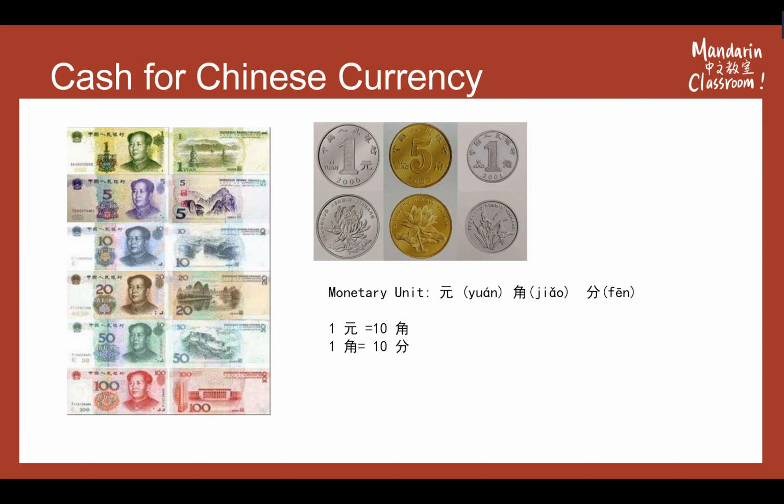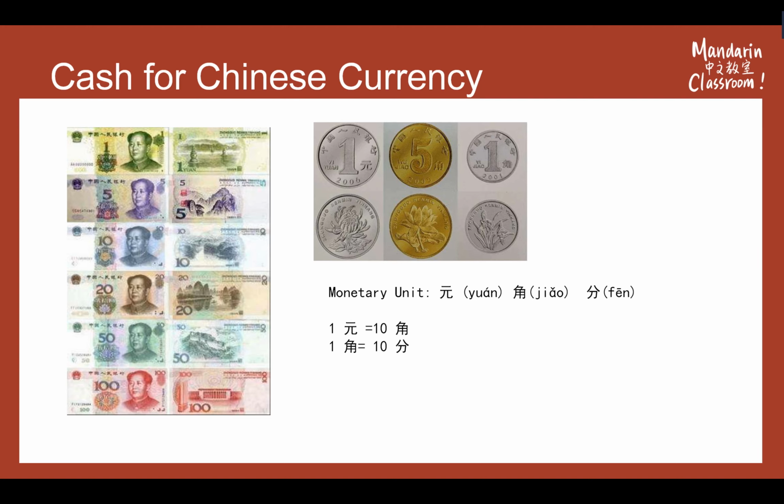And then let's move on to learn the cash for Chinese currency. So here are the cash and the coins for Chinese currency. You could see we have 6 types of cash. The most expensive one is 100. It's red. The front shows Mao, and the back is different, like scenery from different cities, and they're very famous. So we have the 100, 50, 20, 10, 5, and 1.